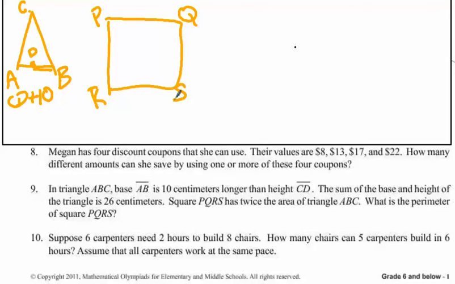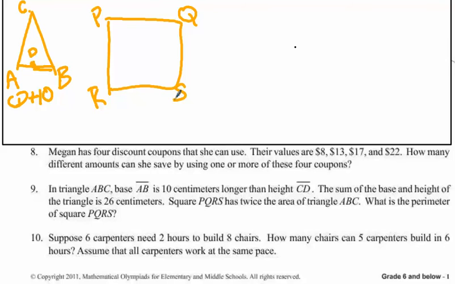And then for the square PQRS, we know that the area of that is going to be twice the area of the triangle. So, first, we're going to need to find the area of the triangle in order to find the area of the square. So, in order to do that, we have to find what the height and the base are. And we can do that by setting up an equation.